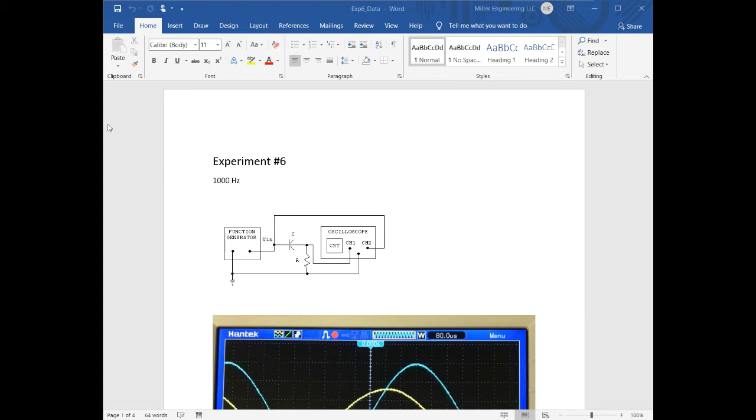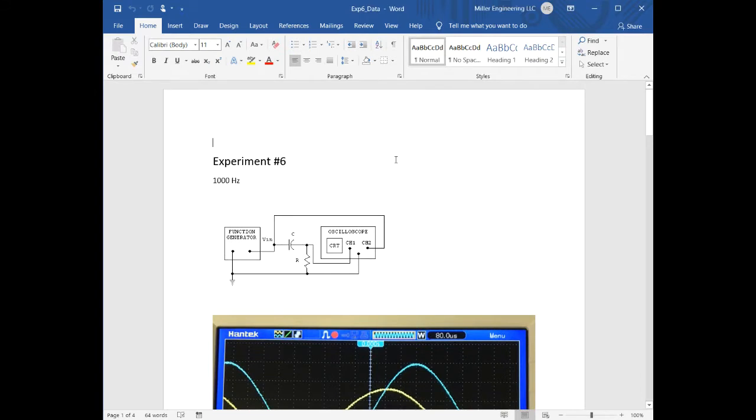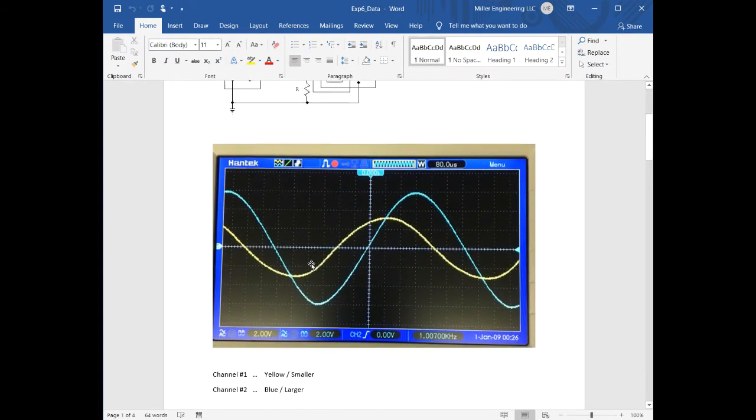Okay. So what we've got here, this is, like I said, the data that you're going to be getting. I'll email this to you. You probably will have already seen this if you opened it before you watched the video. So here, we essentially do 4 circuits. Here's 1,000 hertz, with the capacitor there and the resistor there, and this is our data.